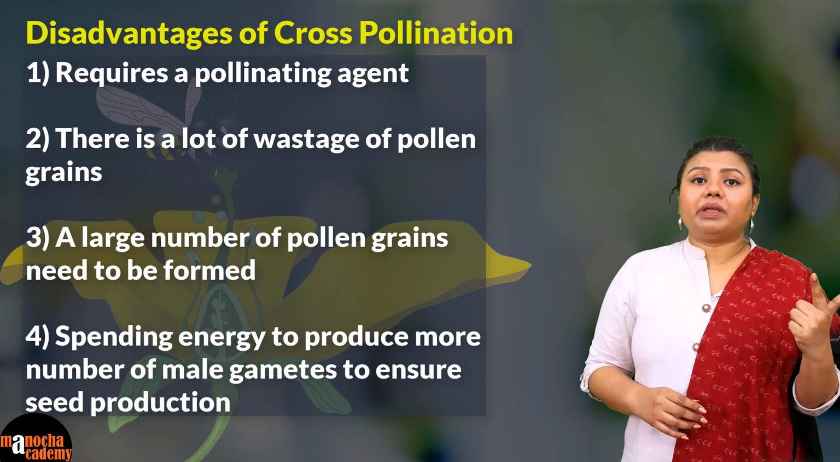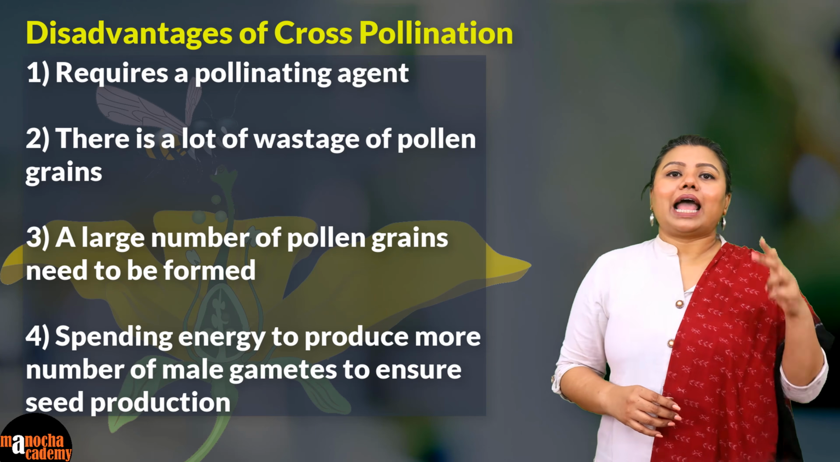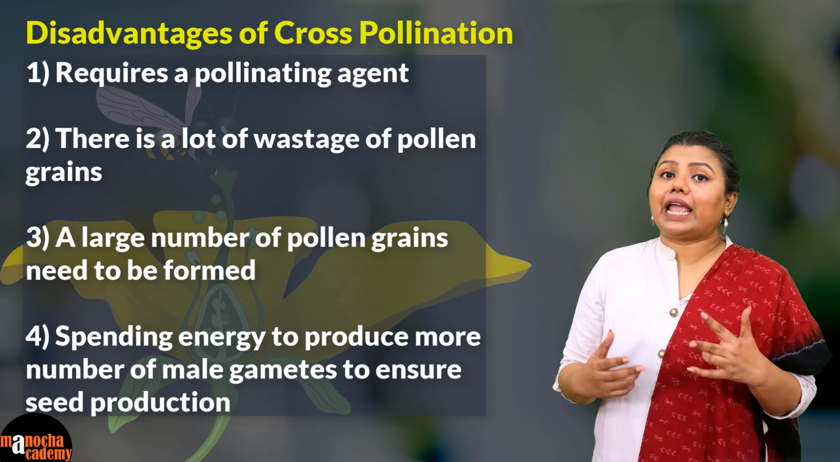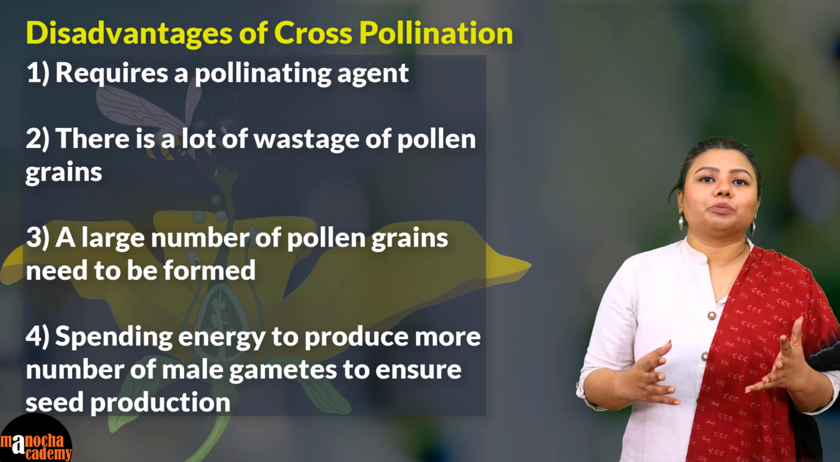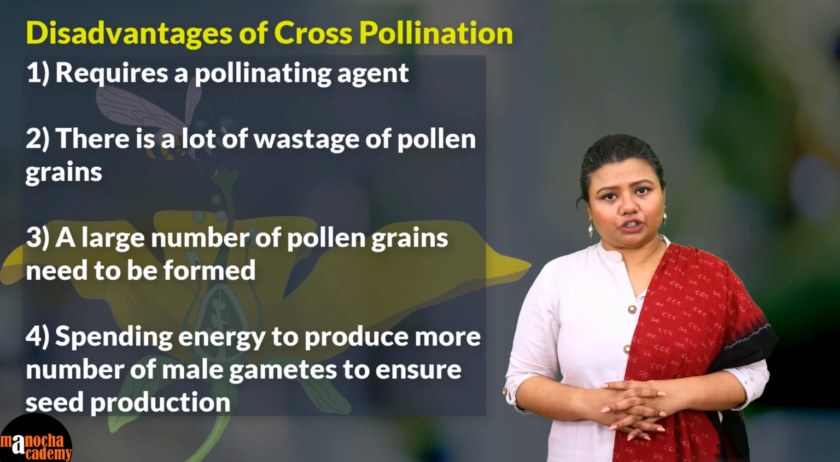It will not be a very sure process because it is dependent on pollinators, and it will also not be very energy efficient for the plant, because during cross-pollination the plant has to produce way more pollen grains than during self-pollination.